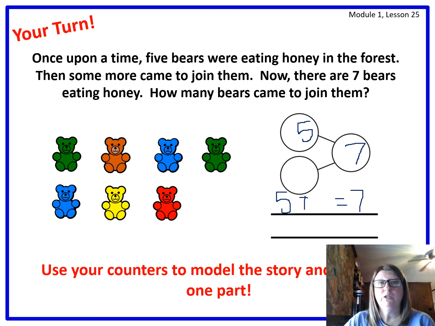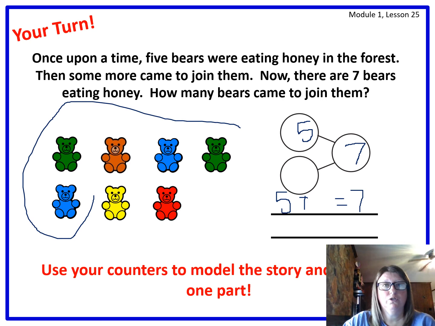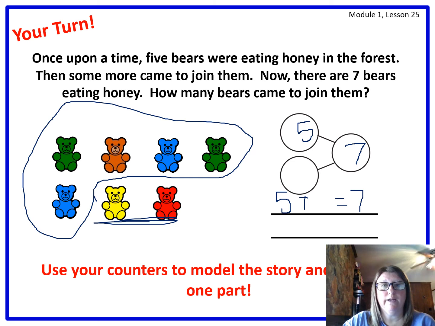All right, so I have my 5 here. I'm going to circle that. Whatever's left is how many joined. So 2. All right, now let's make this into a subtraction sentence. All right, so my total is 7. Take away the 5 that we know are eating honey equals 2 that joined them.